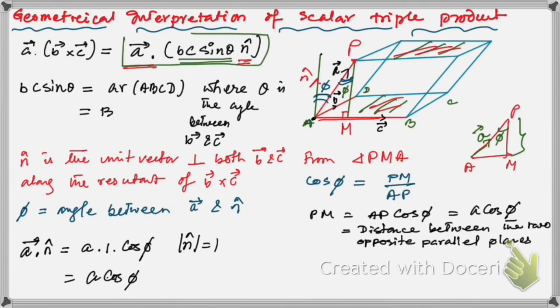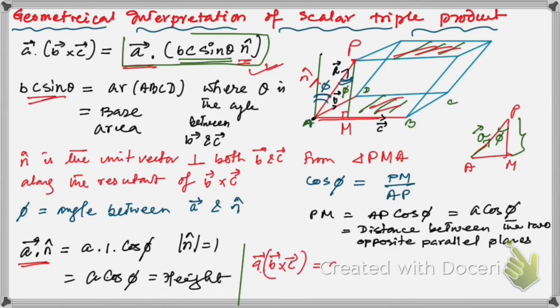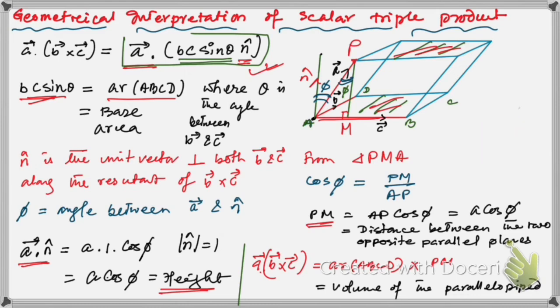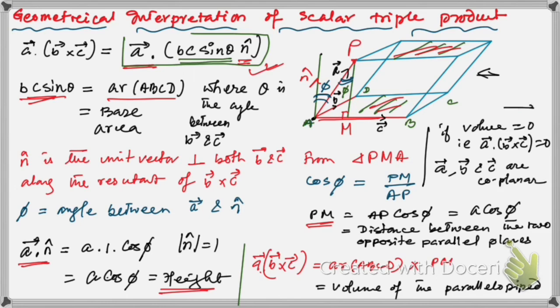Now here you see, BC sin theta is the base area, and A dot n cap represents the height of the parallelepiped. Therefore A dot B cross C is the base area, the parallelogram ABCD, into the height, that is PM, which gives you the volume of the parallelepiped. Now remember, if the volume of the parallelepiped is 0, then these three vectors A, B, C must lie in the same plane, they must be coplanar. Remember this property.